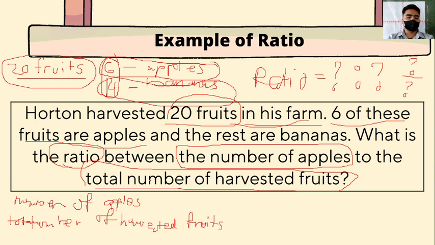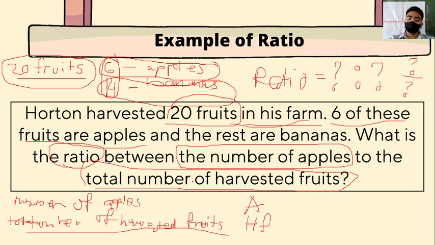Okay? Alright. Number of harvested fruits. Let's just say it is A and HF, harvested fruits and apple. So this is the one that we are going to find. What is the ratio between apple and harvested fruit?